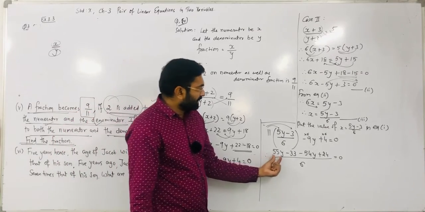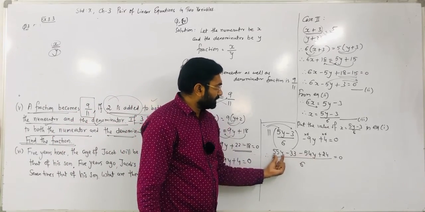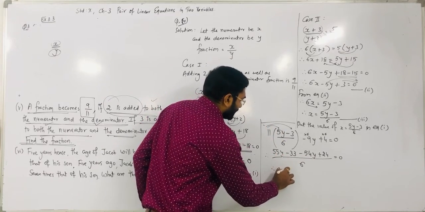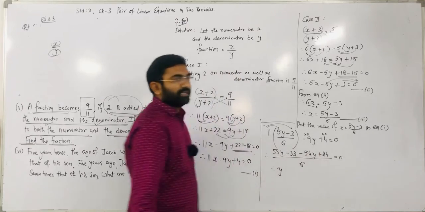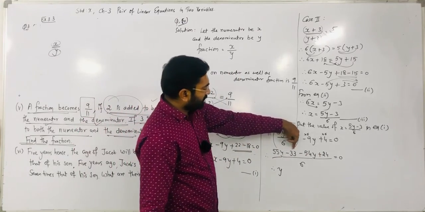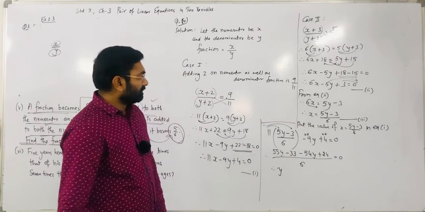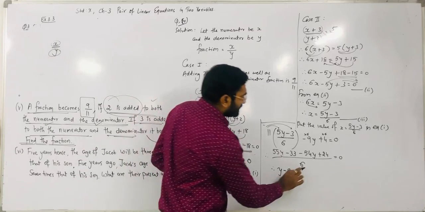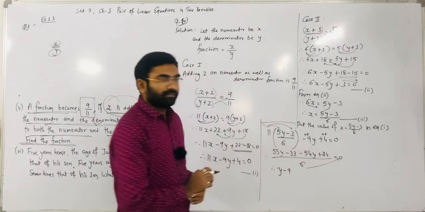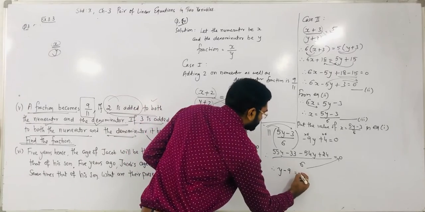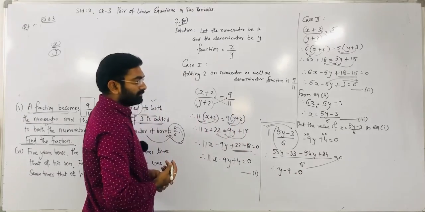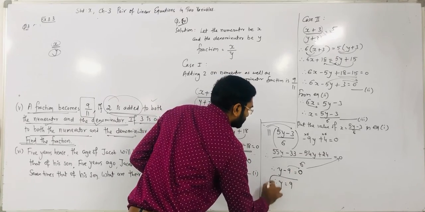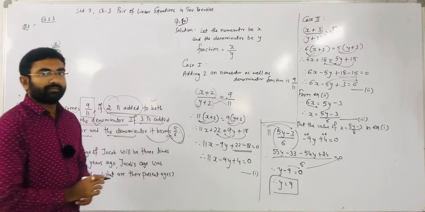Now 55y minus 54y, so we get y only. Minus 33 plus 24, so we get minus 9. Now that 6 is multiplied with the right hand side, which is equal to 0, so 0 into 6 we get only 0. So minus 9 goes to the right hand side, and we get plus 9. So the y value we get is 9.